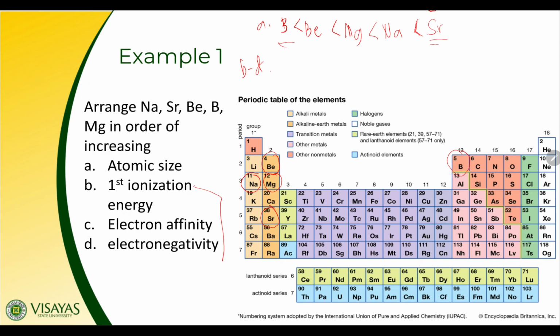So we start with strontium. Okay, that should be the one with the highest ionization energy, electron affinity, and electronegativity. That should be the one on the right and at the top. So we have here our boron. Okay, so from strontium we go up. Sodium should have smaller value as compared to magnesium, followed by beryllium, and lastly boron.